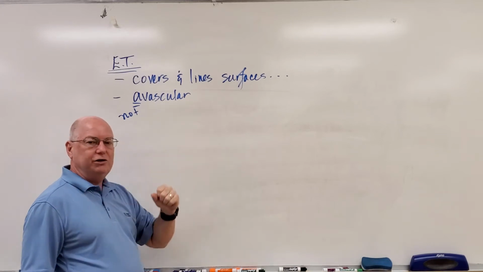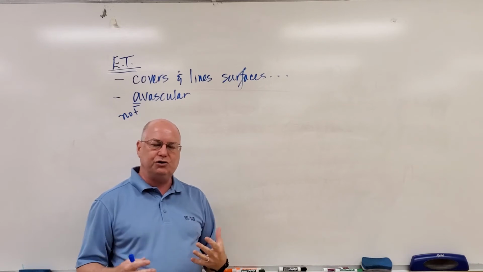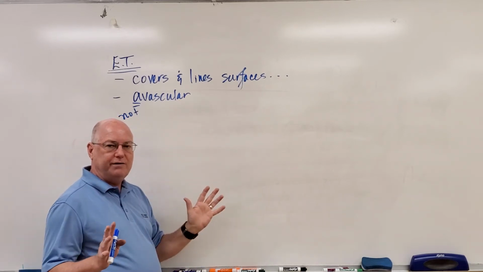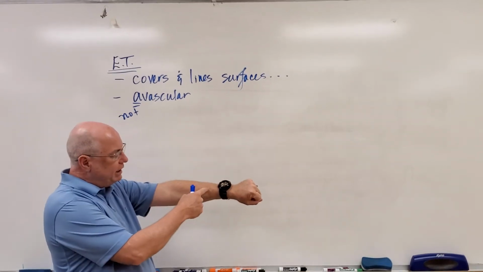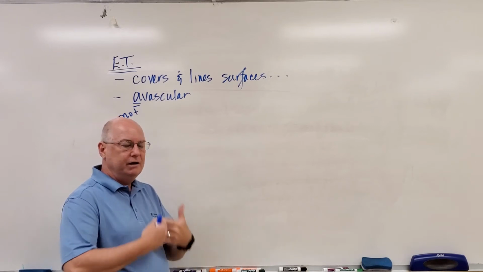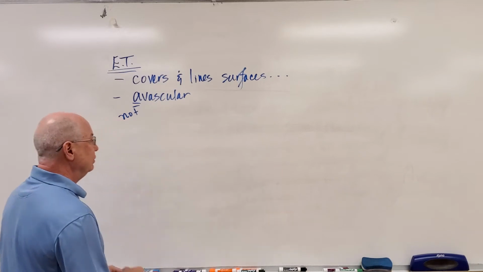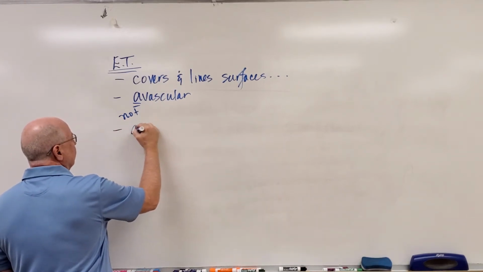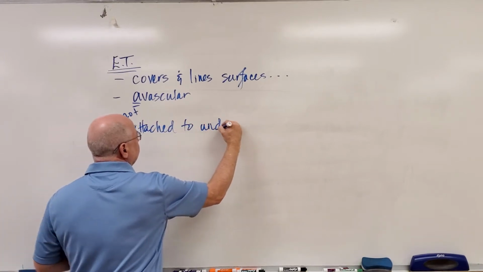It is avascular. When you look under a microscope, most other tissues have blood vessels associated with them. Epithelial tissue is always avascular. It doesn't have any blood vessels in it. So if you're shaving and you nick yourself and it doesn't bleed, you've only cut the epithelium. Once you see blood flowing, you've gotten down to the underlying connective tissues and things. So all epithelial tissue is avascular. And it is attached to an underlying connective tissue.